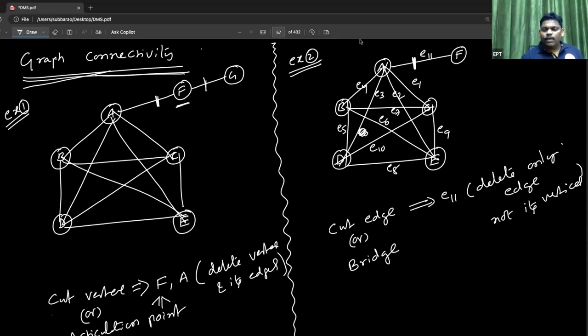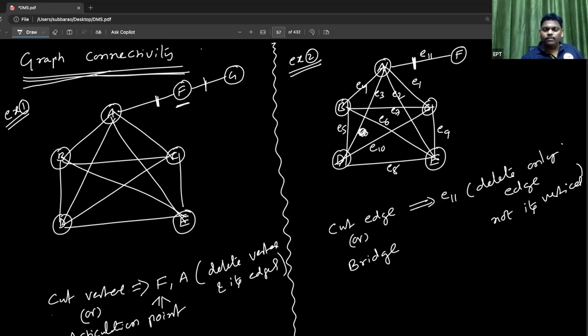Are you comfortable? If you see a computer network, everyone knows a graph is a computer network. In any computer network, if any node behaves like a cut vertex, that network is not good and not reliable. Every node is a computer, every node is a router. Any router behaving like a cut vertex is not a good idea. Any connection between two computers is an edge. If any edge behaves like a cut edge, the network is not reliable, because if that link is broken there is no communication from A to F. So we have to avoid these things.